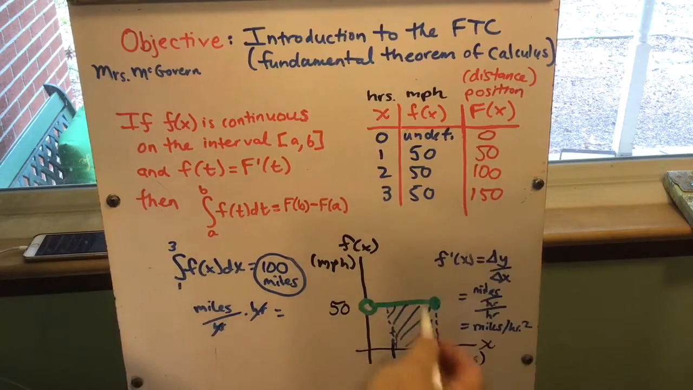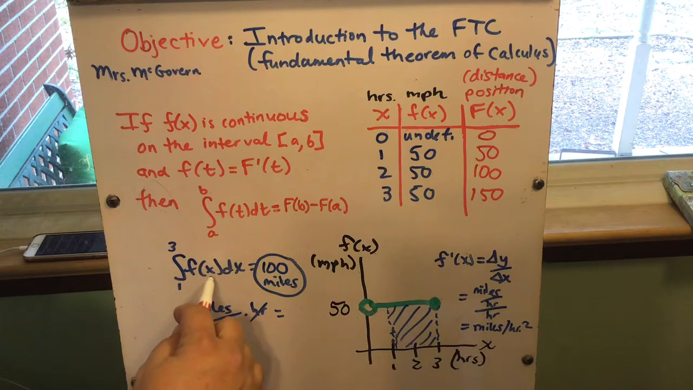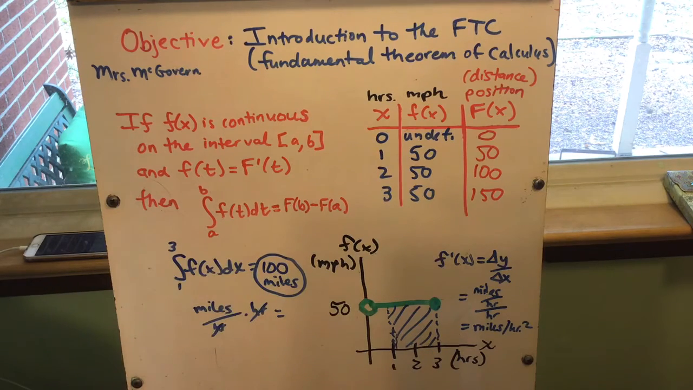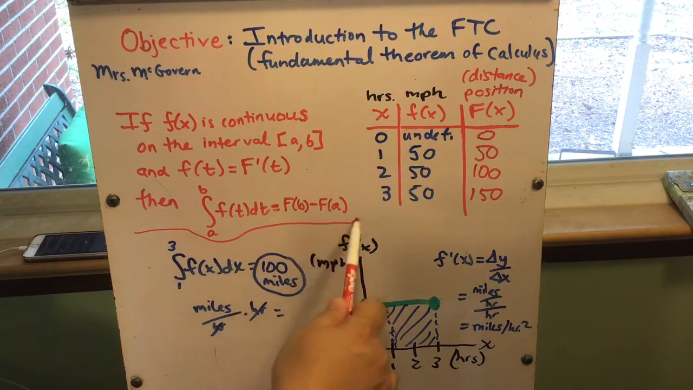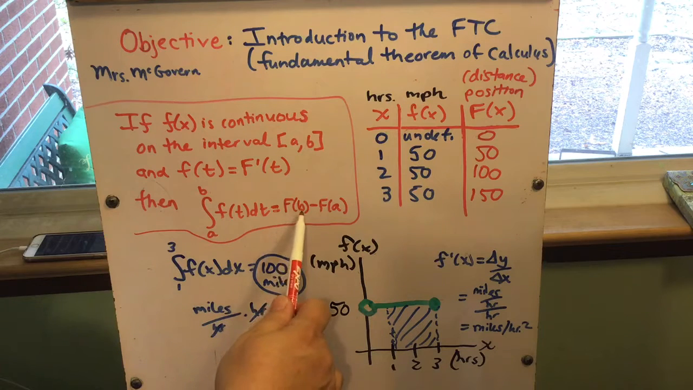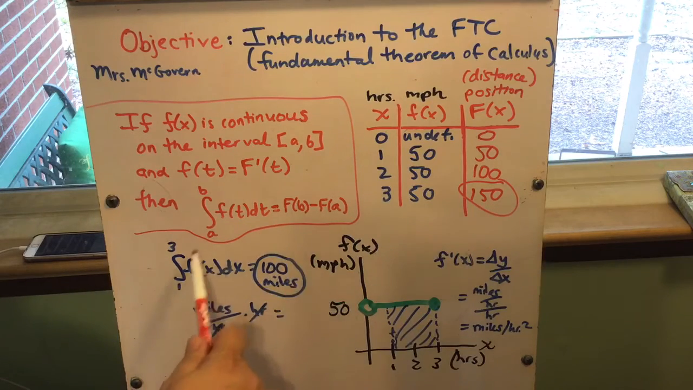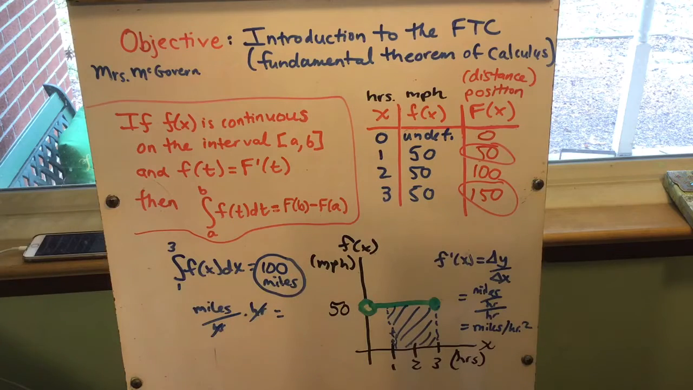So this capital F is not in this picture, but it is the integration of velocity. Instead of looking at a graph and finding the area under the curve, you can use the first fundamental theorem of calculus. The integration from 1 to 3 to get 100: you take F of 3, which is 150, and subtract F of 1, which is the a, 50, and you get that 100 miles.